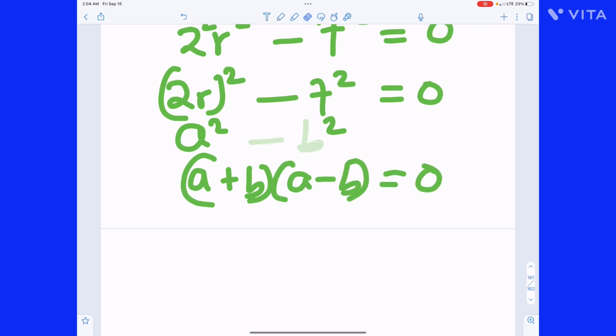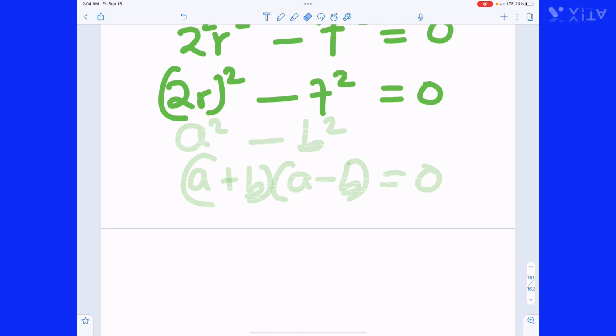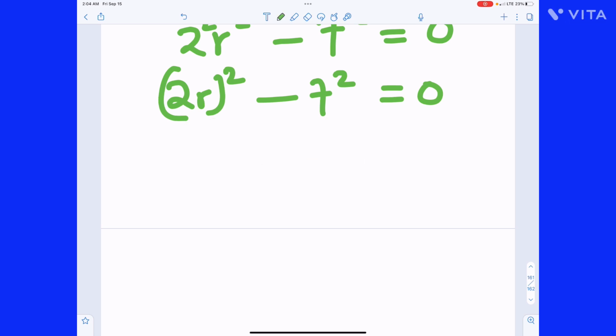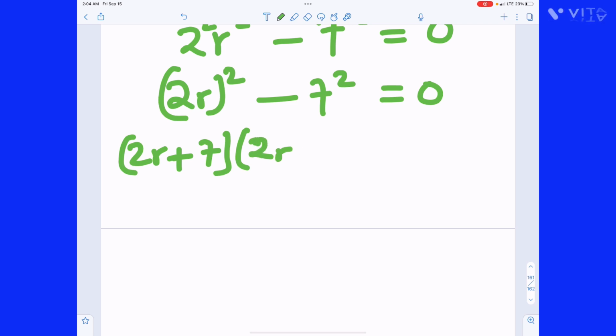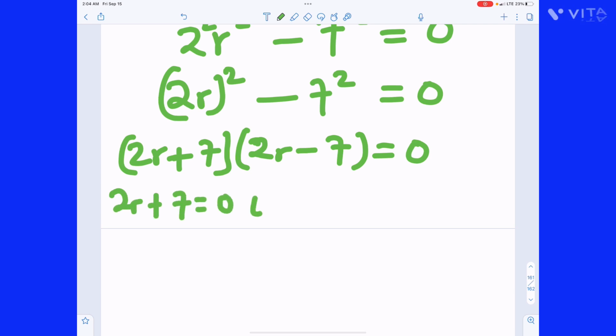So I can now apply the difference of two squares. The factorization will lead to 2r plus 7 times 2r minus 7 is 0. So 2r plus 7 is 0, or 2r minus 7 is 0.